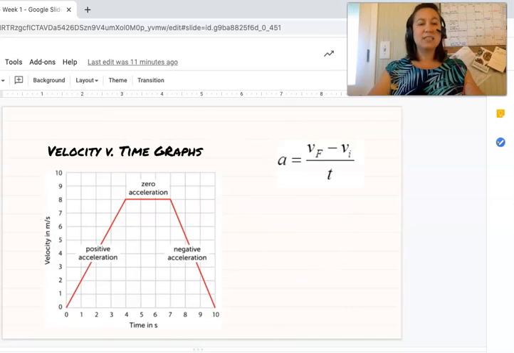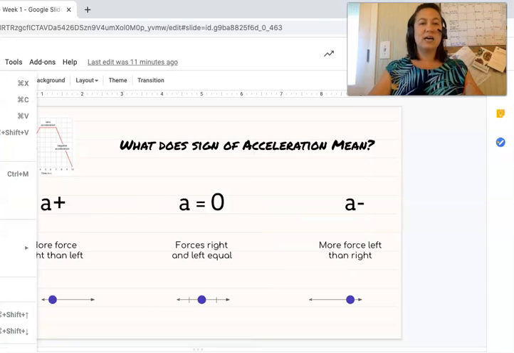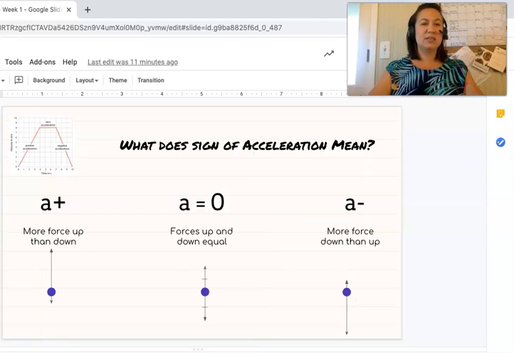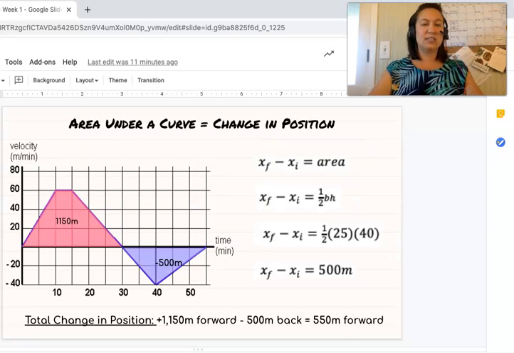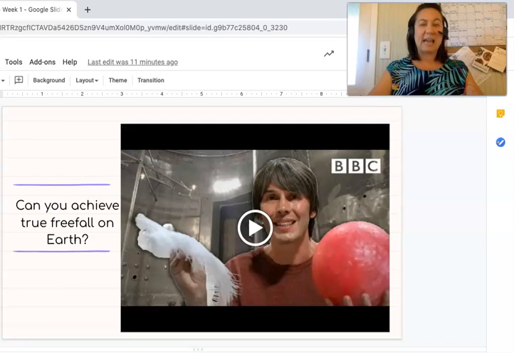At the beginning of class, I spent a few minutes reviewing velocity versus time graphs. I reviewed acceleration, how to get the area under a curve and use that to calculate change in position. And where I'm going to start off is after this video, because everything else you can just read straight from the slides. You don't need me to explain anything.